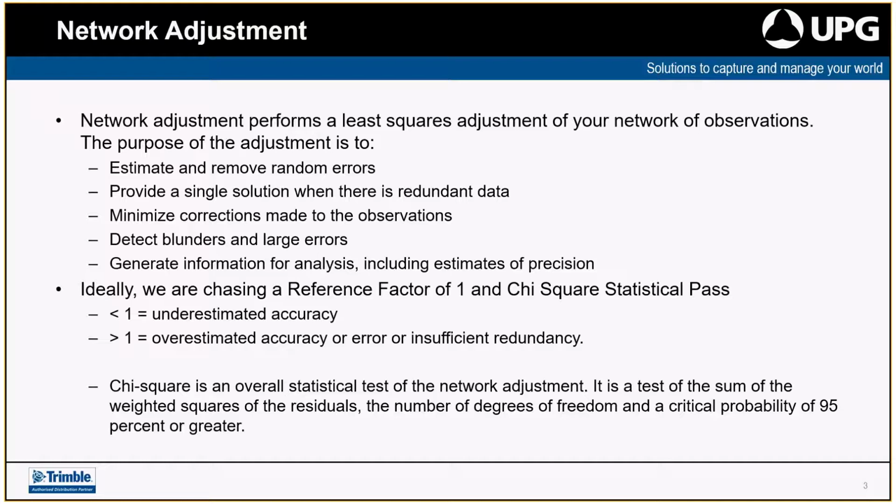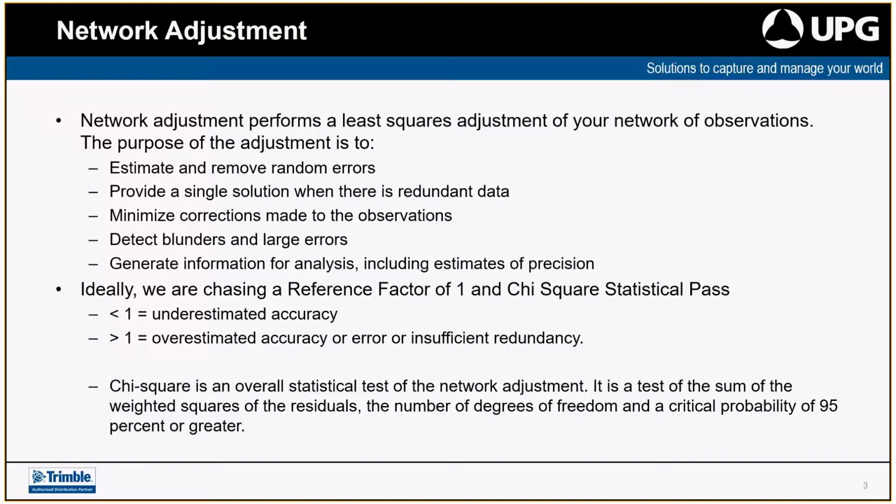Now, the purpose of the adjustment is to estimate and remove the random errors that we might have, and provide a single solution with all the data instead of, as I said, those little loops. Minimize the corrections to the observations, detect the blunders, so looking at how your ratios and your standardized residuals fall out at the end, and generate some statistical information that you can then store as a bit of a reference for later.